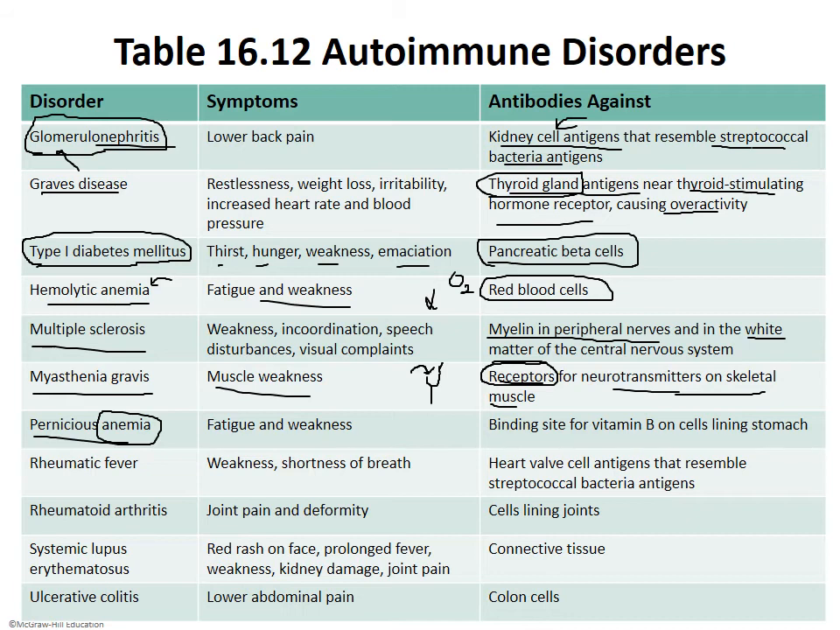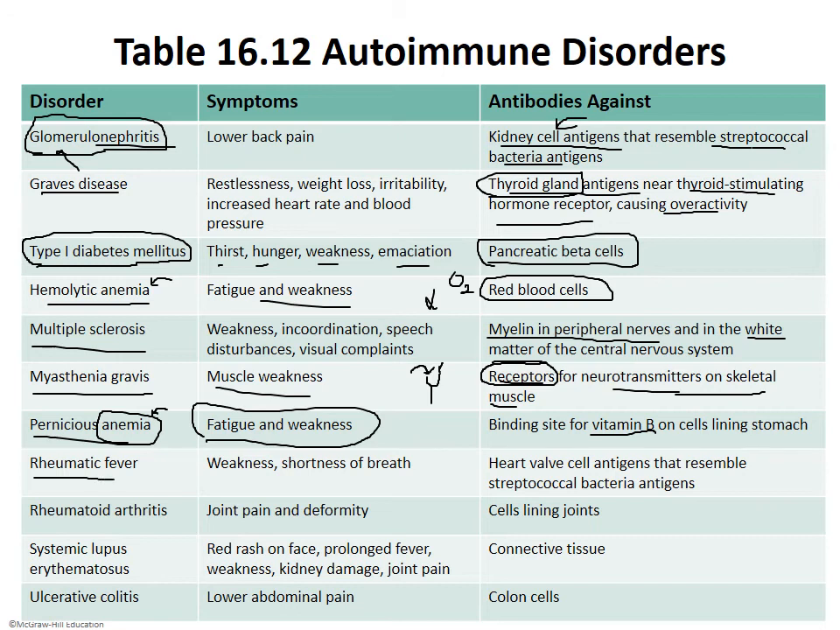Pernicious anemia, again, anemia, I'm going to end up with some sort of problem in the blood. So the binding sites for vitamin B on the cells in the lining of the stomach are attacked. Remember, B12 is intrinsic factor. Intrinsic factor is for synthesis of DNA, and particularly in red blood cells. Fatigue and weakness, because I can't absorb intrinsic factor, so I'm going to have problems carrying oxygen.